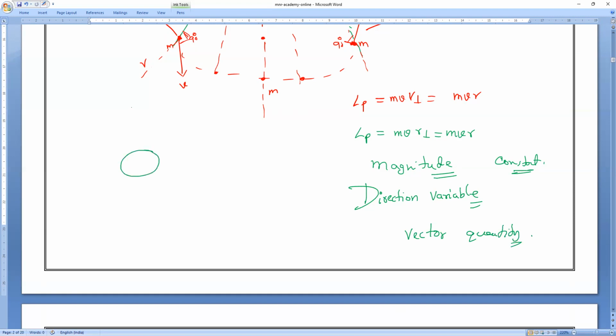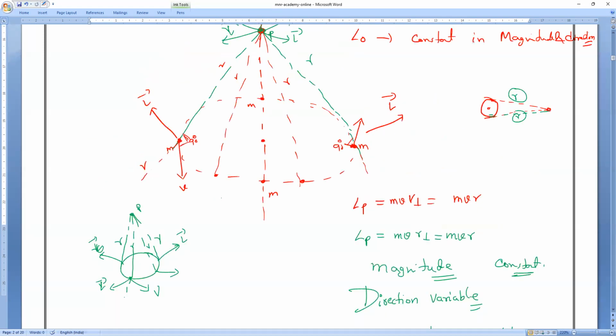Keep in mind, if I take a circular track and the point P outside the circular track, and draw a tangent at any point, R remains constant, but the direction of angular momentum is not constant. So all of you remember, if I take a point anywhere outside the circular track, with respect to the center, the angular momentum is always constant.